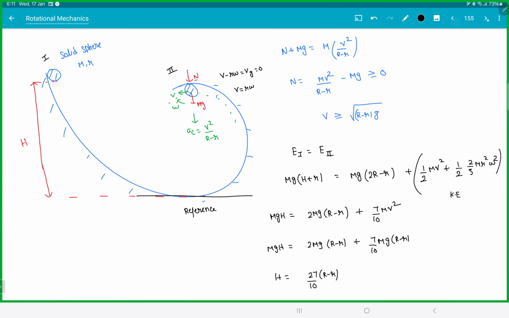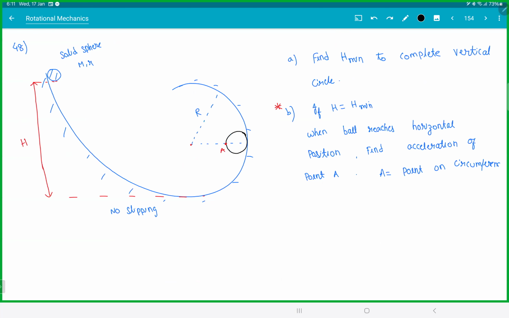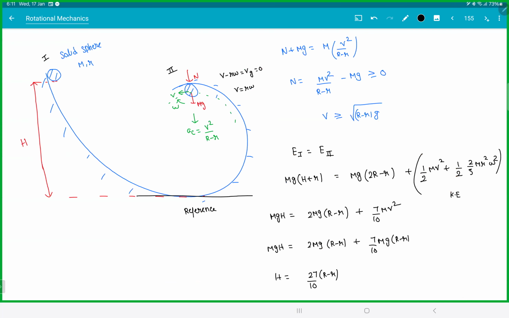The main one is this next one, B part. When you reach the horizontal position, what is the acceleration? Have a look at this. That is a pretty good one, which you actually have to learn. Any doubts on this page, please ask. This would be the first part.